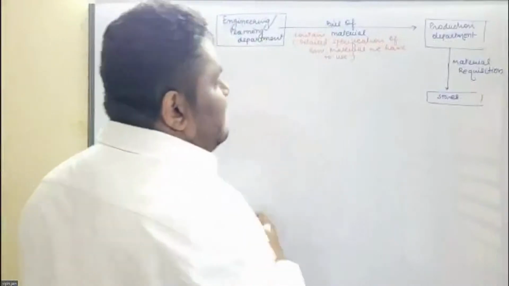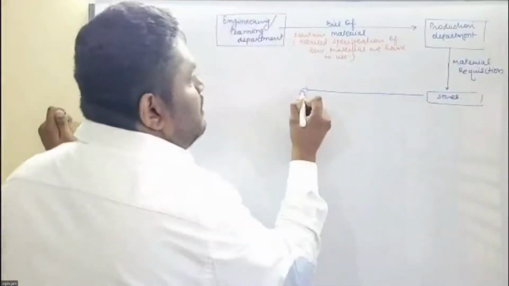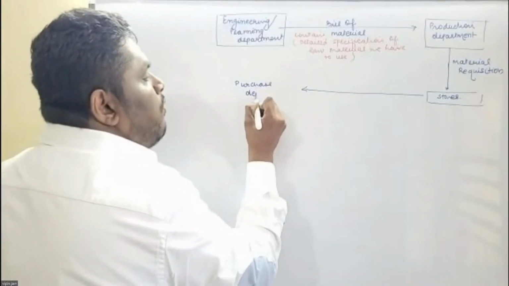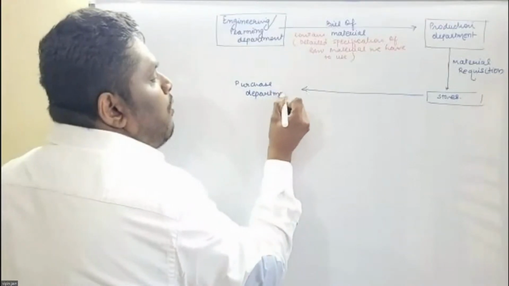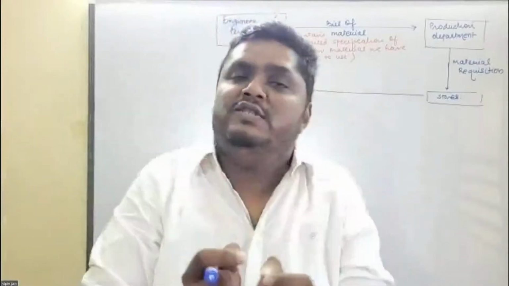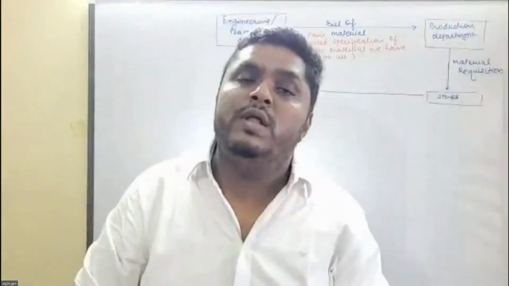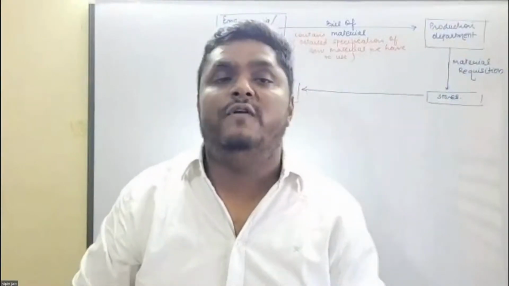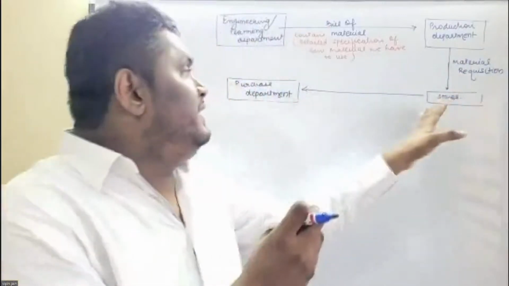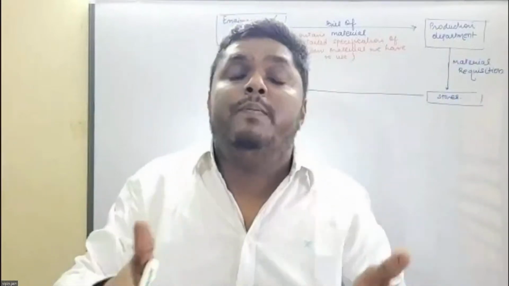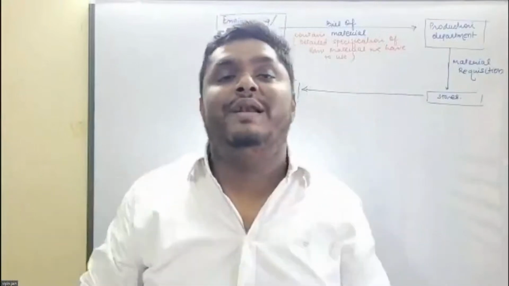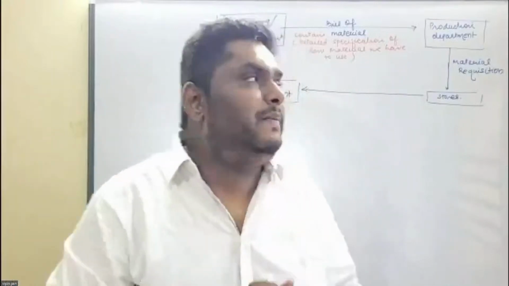So what will the stores department do? It will approach the purchase department. If they have sufficient stock of raw material, they will immediately provide it to the production department. But if they don't have any stock of the quality or specification of the material desired, they will approach the purchase department saying my stock does not have the material. You have to provide me the material. You have to collect the material from the supplier, and you have to provide me this material.